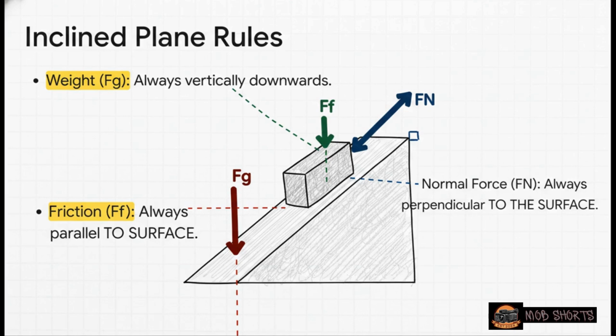First, weight, Fg, could not care less about the slope. It pulls straight down to the center of the Earth, period. Second, the normal force, Fn, has to be perpendicular to the actual surface the object is on. It does not point straight up anymore. This is a big one. And third, friction, Ff, runs parallel to the surface, always fighting against the direction the object wants to slide.